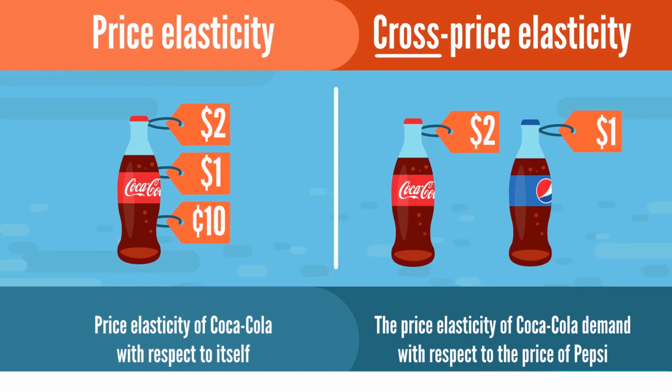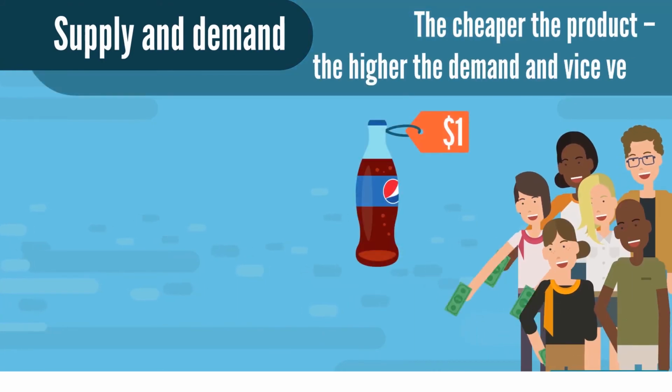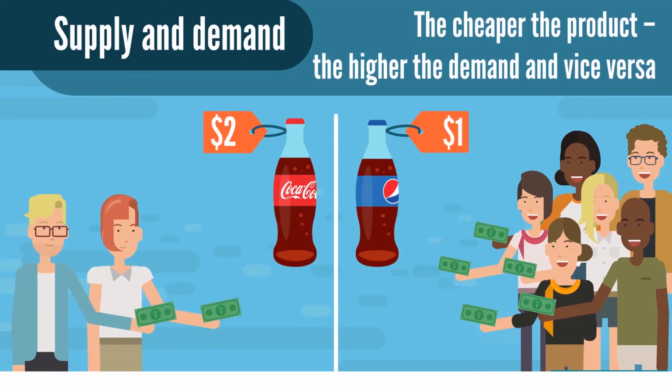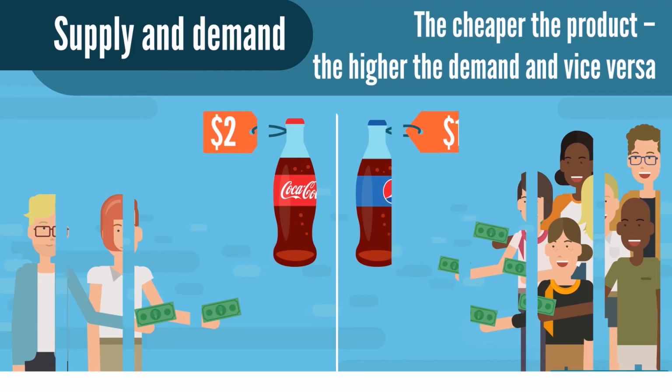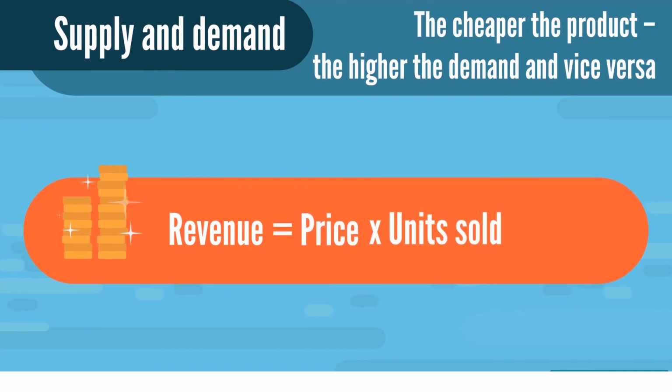Price elasticity stems from the basic economic law of supply and demand. The cheaper the product, the higher the demand. The more expensive the product, the lower the demand. Simple as that. It is extremely important for business, though, because there is a sweet spot which maximizes revenue. Since revenue is equal to the price times units sold, we can use this price elasticity concept to find the point at which price times units sold is optimal.